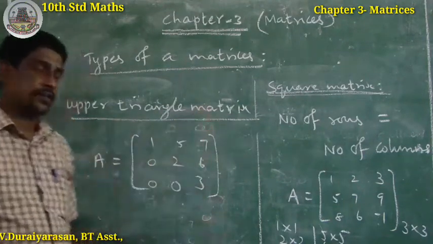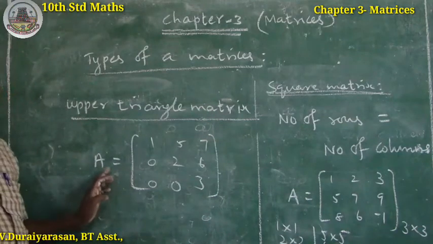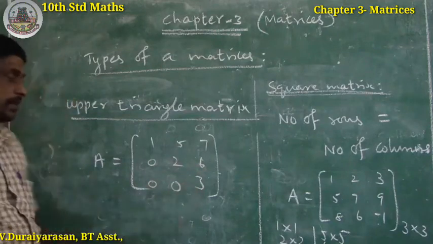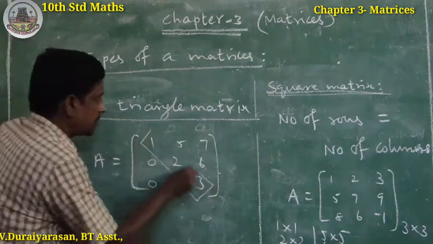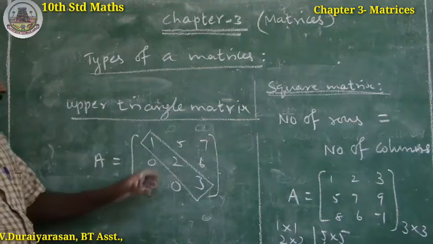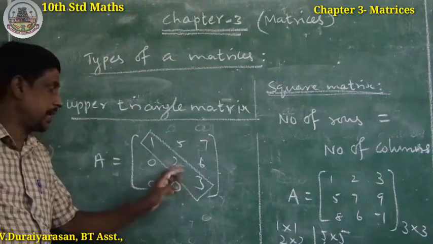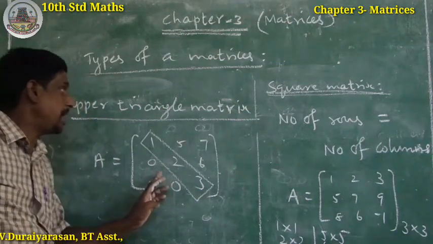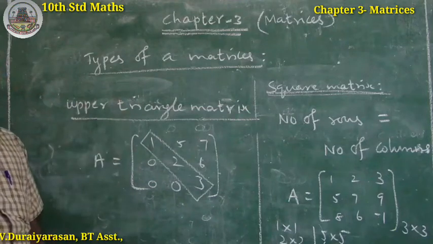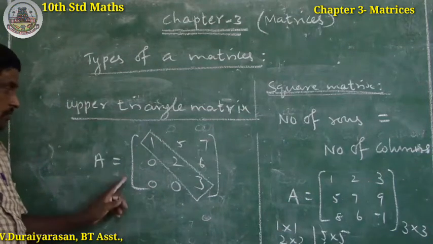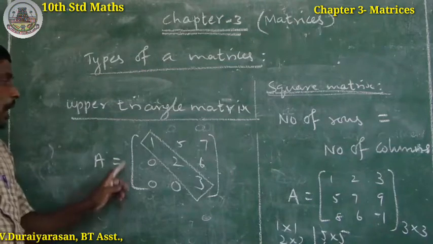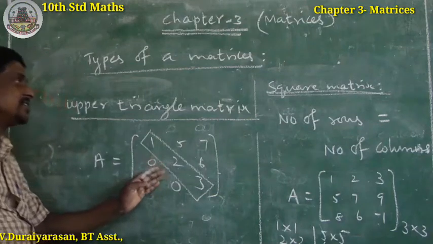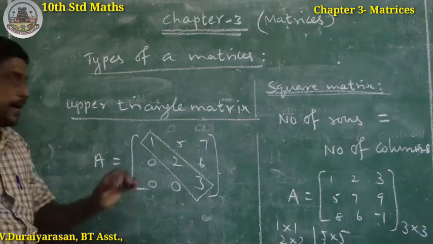Upper triangular matrix. Let us consider the given matrix A equal to 1 5 7, 0 2 6, 0 0 3. What is this? These are the leading diagonal elements. The elements below the leading diagonal must be 0. Then this type of matrix is called an upper triangular matrix. First, consider a square matrix. If the elements below the diagonal are all 0, then it is called an upper triangular matrix.